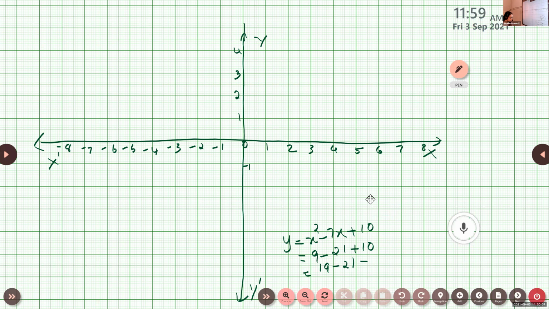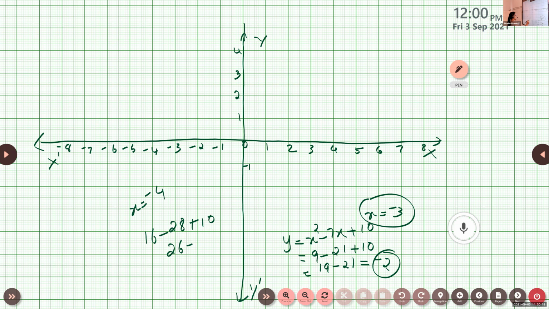If x equal to 4, what comes? 16 minus 28 plus 10. That is 26 minus 28, which is negative 2. See, when x equals 3, the value is negative 2, and when x equals 4, the value is also negative 2. Both are negative 2. Okay, I just checked that.